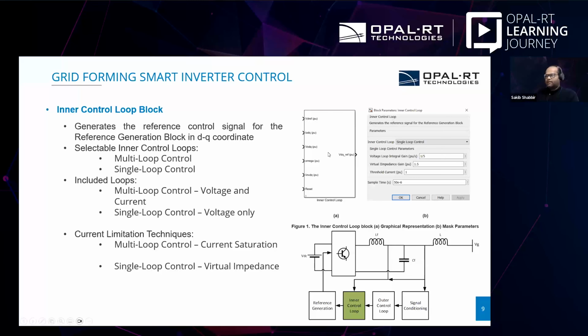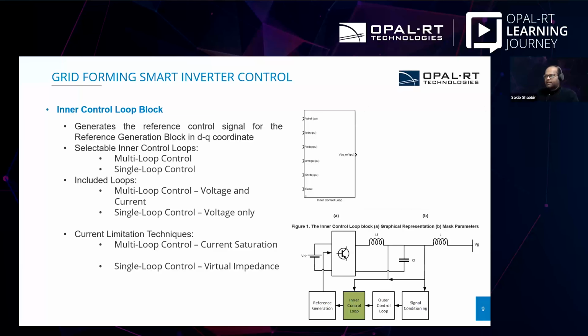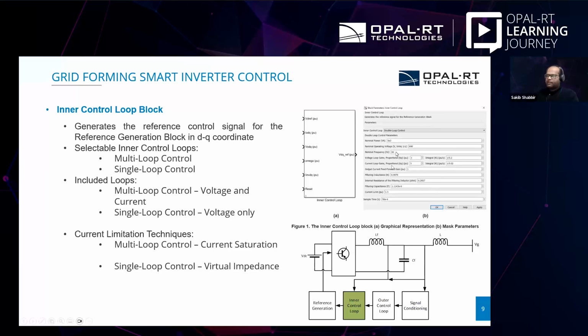When the user chooses the inner control loop, the user first needs to choose whether they want the single control loop or the current control loop. Depending on their selection, they need to provide different parameters so that the blocks can execute properly.